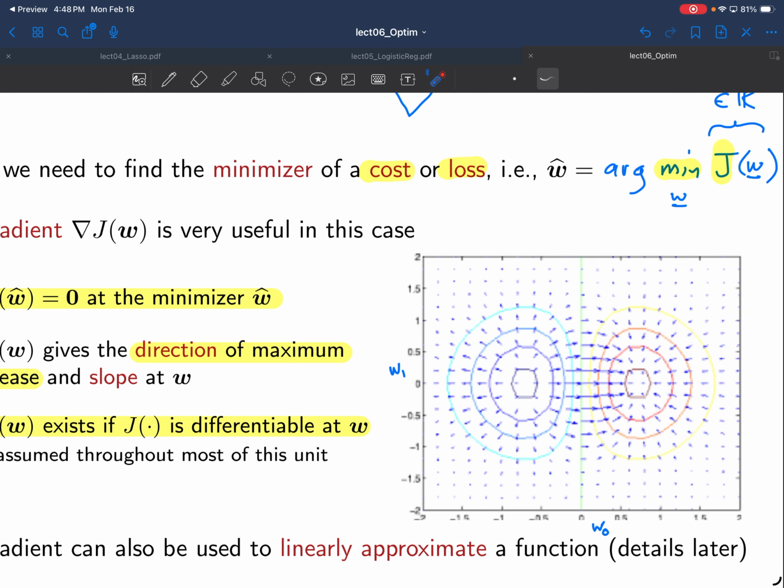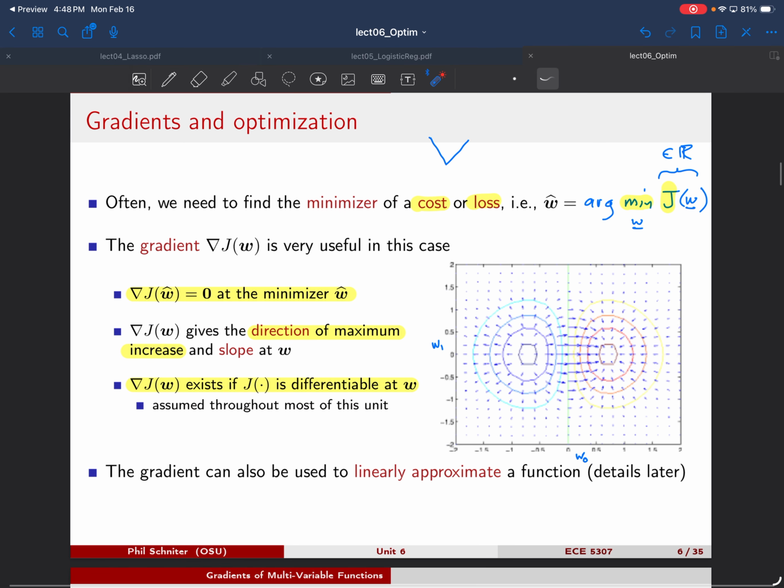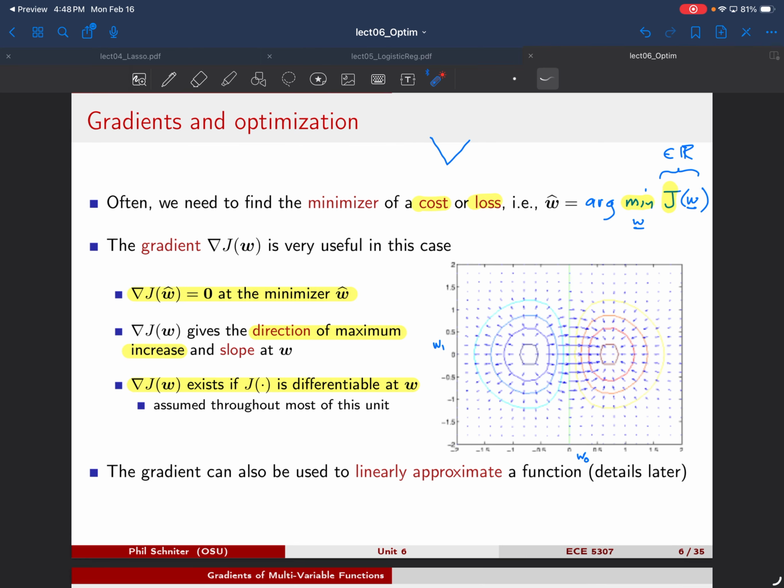Setting the gradient to 0 is not quite enough. You really need that the gradient is 0 and that there's a curvature which tells you you're at a minimum rather than a maximum. We'll talk about this a little bit more in a moment. Okay, so that's the gradient, a super important concept for this unit. And we'll show how the gradient can also be used to linearly approximate a function in a few slides. Any questions about gradients?